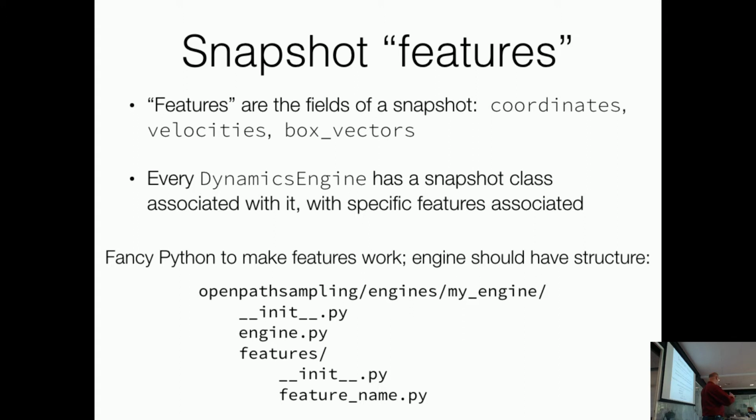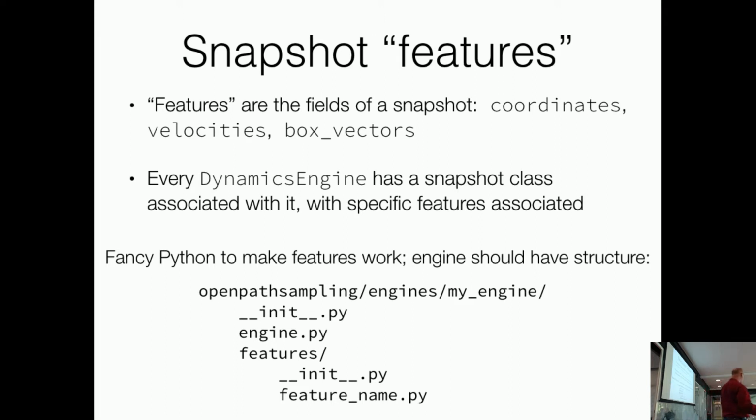So also in the context of engines, we talked about snapshot features. Snapshot features are the fields that tell about a snapshot, like coordinates, velocities, and box vectors. And if you want to make a custom one of those, for example, with something like CP2K, you might want to have the wave function information stored. That's what these objects do.